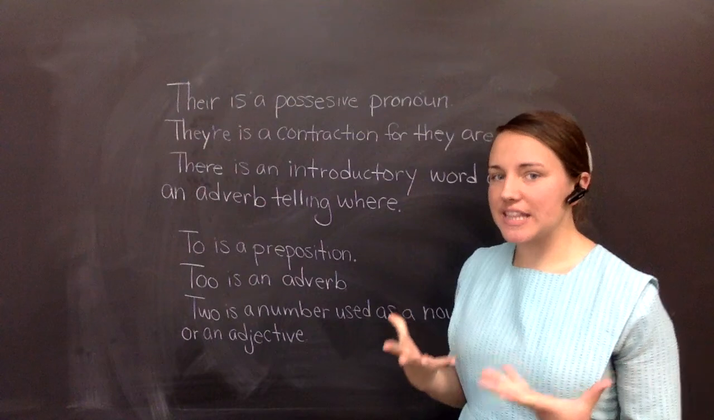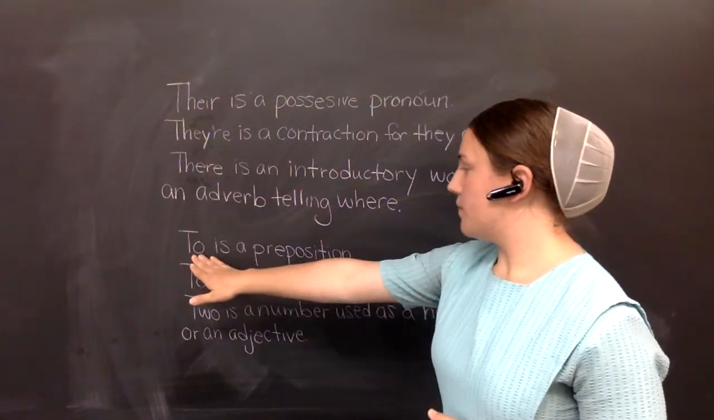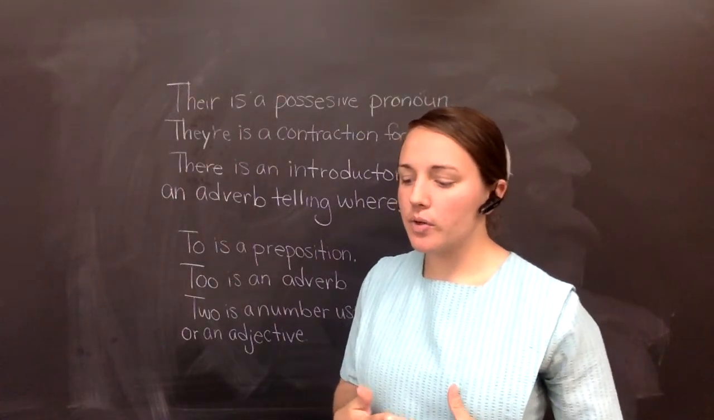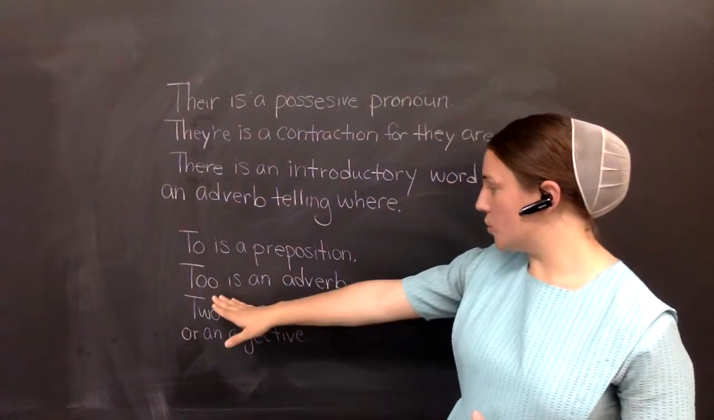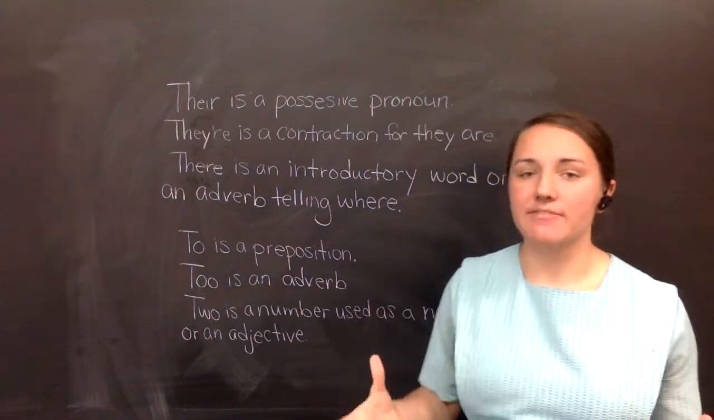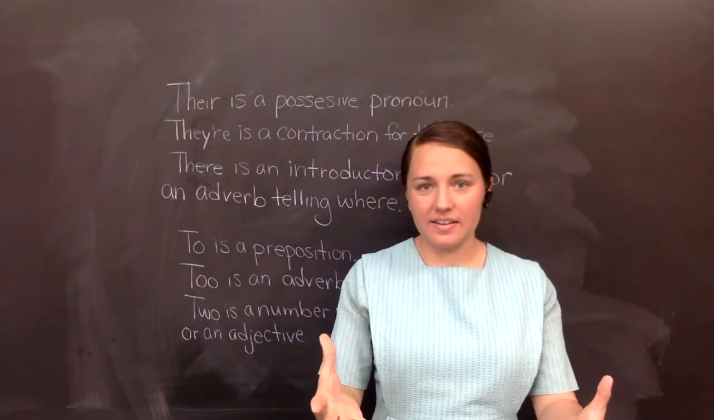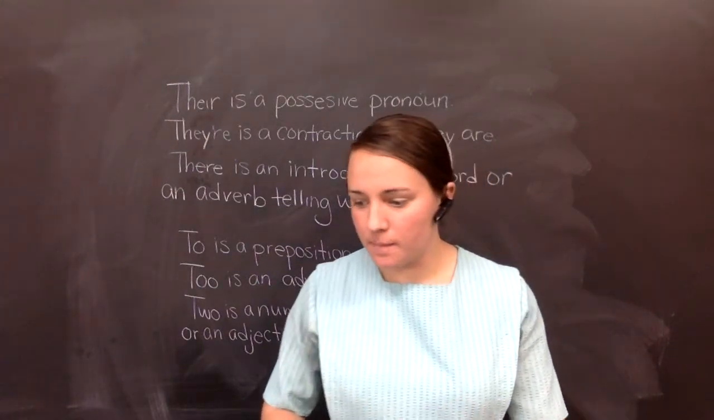So how can we use these words correctly? To, with T-O, is a preposition. An example would be, Dad drove us to church. Too, T-O-O, is an adverb. An example would be, this coat is too big. It's answering how big it is. This coat is too big.